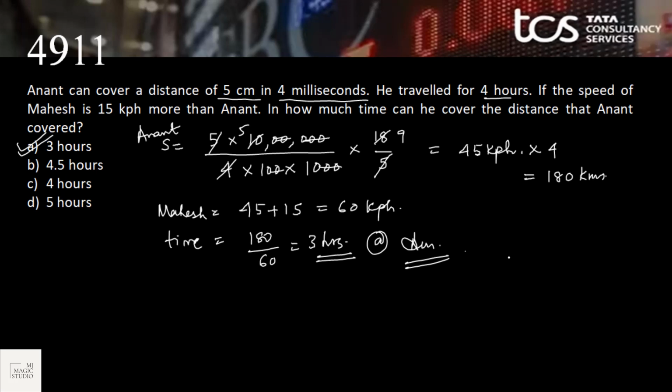Actually, one more thing is there. From the option itself, we can find the answer. Because speed of Mahesh is more than Anant, then time taken by Mahesh should be less than 4 hours, and only option which is available with us, which is less than 4 hours, is 3 hours. So in this particular option set, with this particular question, we can answer with help of options also.